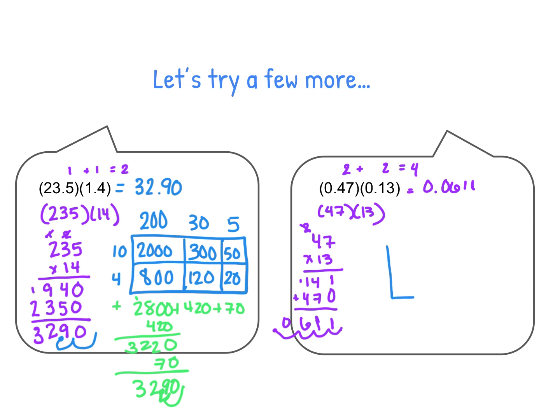So here we go. We don't need as big a one this time. And we just need 2. So we'll have 40 and 7, and we'll have 10 and 3. So let's go ahead and do that math. 4 times 1 is 4, and there are 2 zeros. 4 times 3 is 12, and there's 1 zero. 7 times 1 is 7, and there's 1 zero. 3 times 7 is 21. All right, let's go ahead and add down.